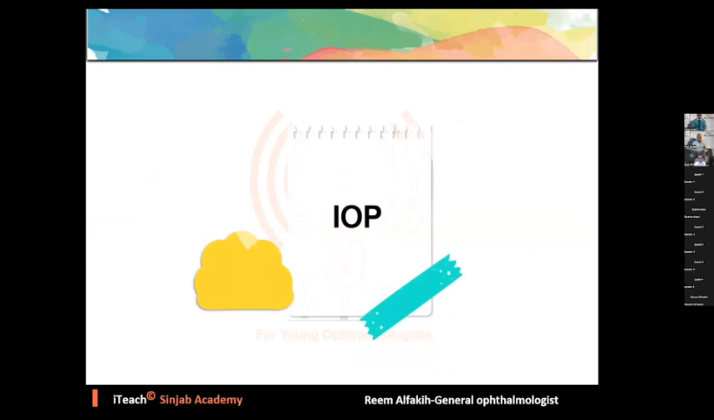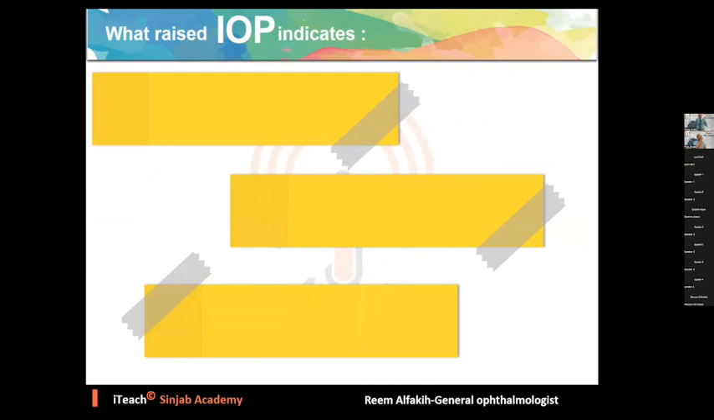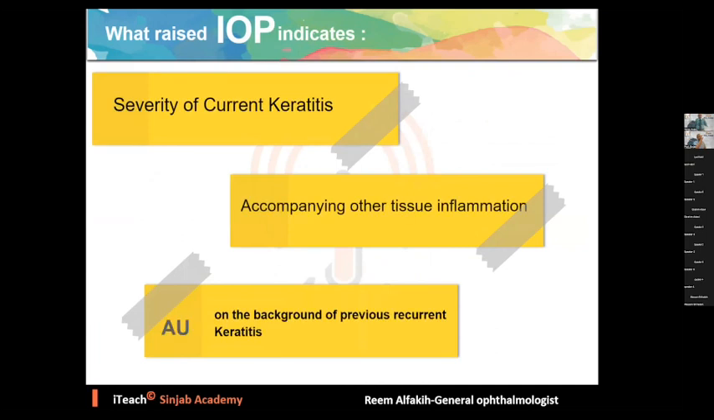So why have I focused on IOP? Because it's a simple and preliminary measurement, basic, that we take in clinics, which could be a very important indication to other things occurring within the eye. It could indicate the severity of the current keratitis. It could be a sign of accompanying other tissue inflammation such as anterior uveitis or trabeculitis. It could be a sign of anterior uveitis occurring on the background of previous recurrent keratitis.